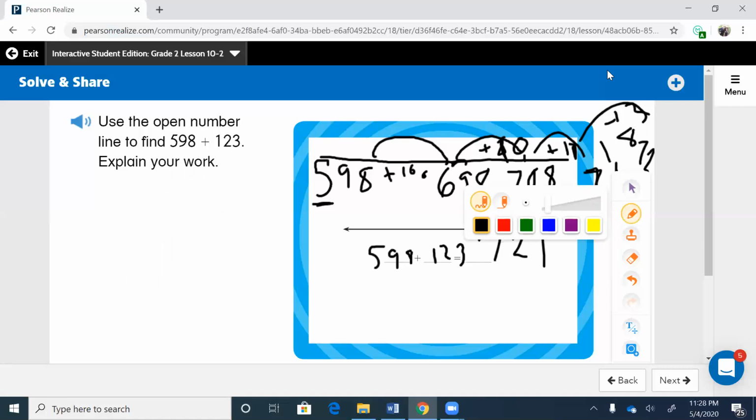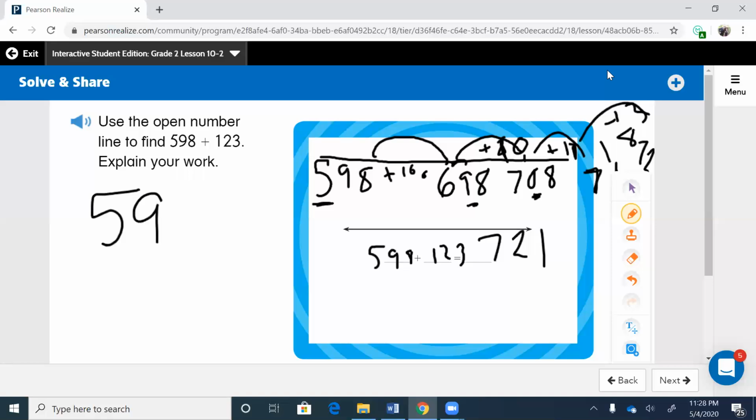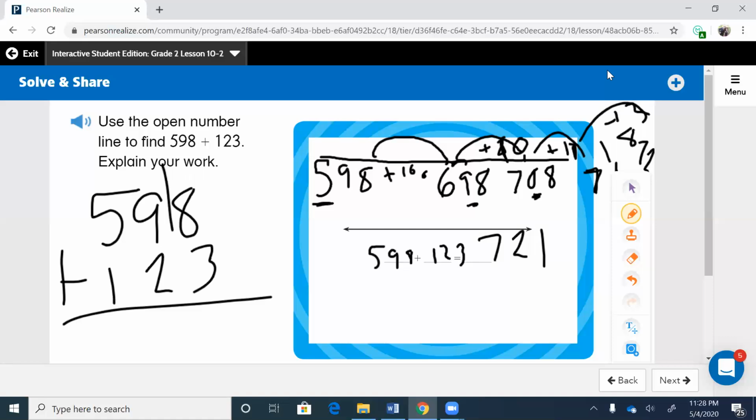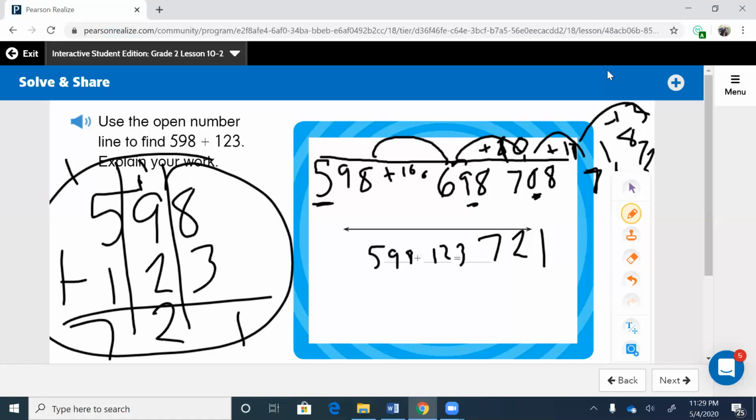The other way is doing it like this, and you would go like that. 8 plus 3 is 11. Carry the 1. 9, 10, 11, 12. 5, 6, 7. Look, we get the same answer. But for today, our learning target is to use the open number line. So even though I would like to do it this way, I'm not, because we have to do it on the open number line. All right, boys and girls, here we go.